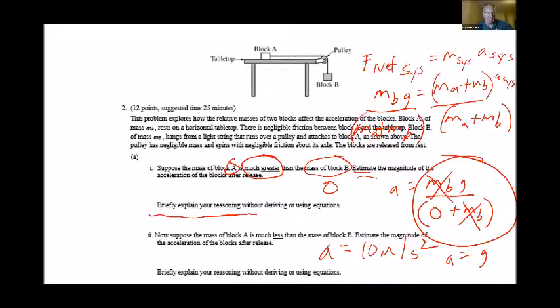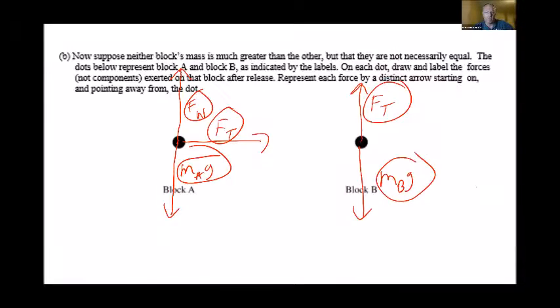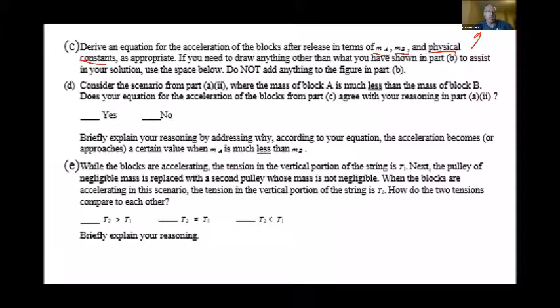If I were working this problem, I would show what I just did, and then I would annotate that work. I would say if the mass of A approaches 0, the mass of B cancels out on the top and bottom of my equation, leaving the acceleration equal to the acceleration due to gravity. And just make sure that you mark the yes, and then explain.